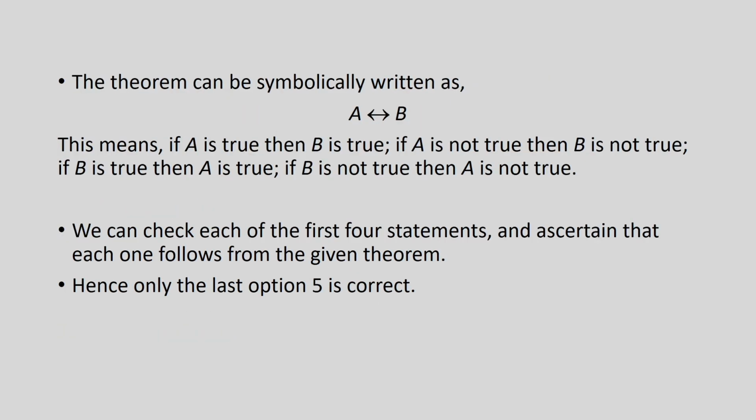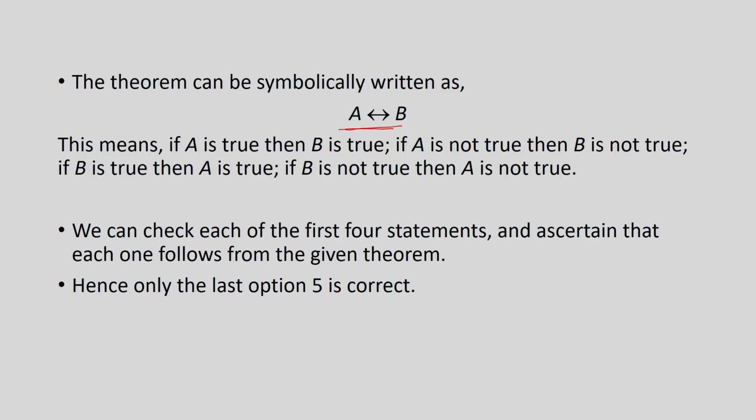Now, the theorem can be symbolically written as A if and only if B, right. Remember, this is what we have discussed in the lectures, that if there are 2 statements A and B, and the relationship between them is this, that if A then B and if B then A, both of them are correct, then we can write it like this: A if and only if B.